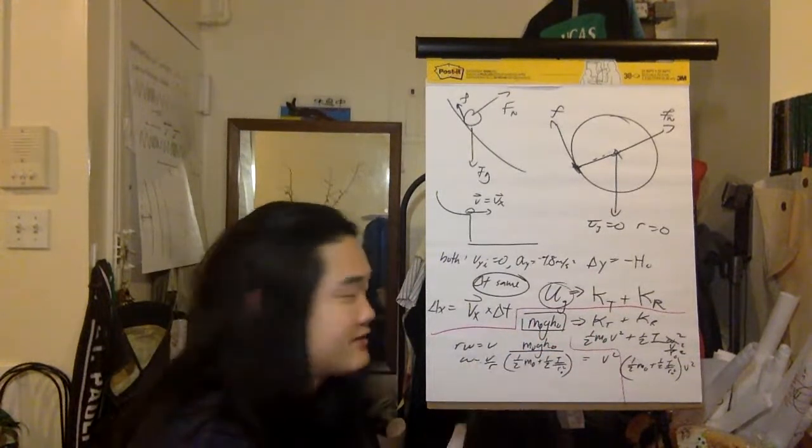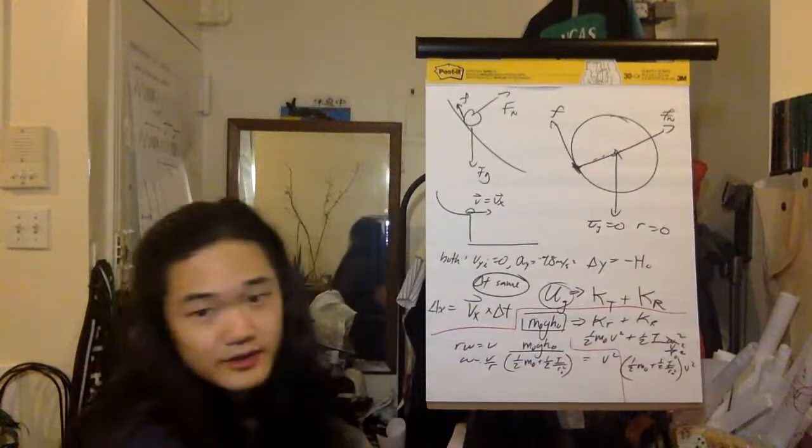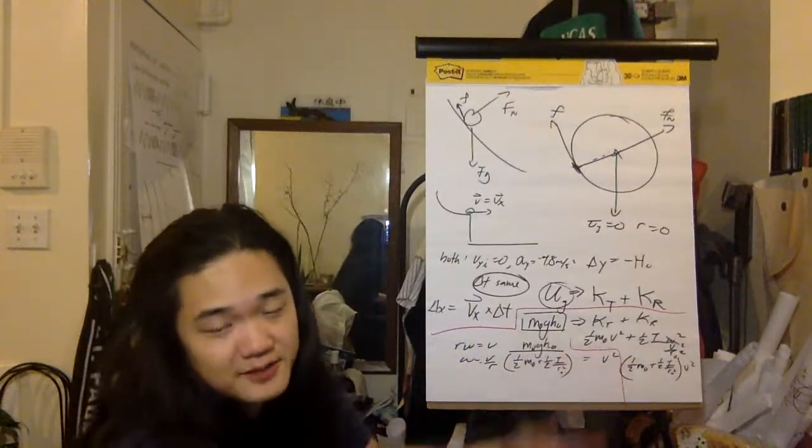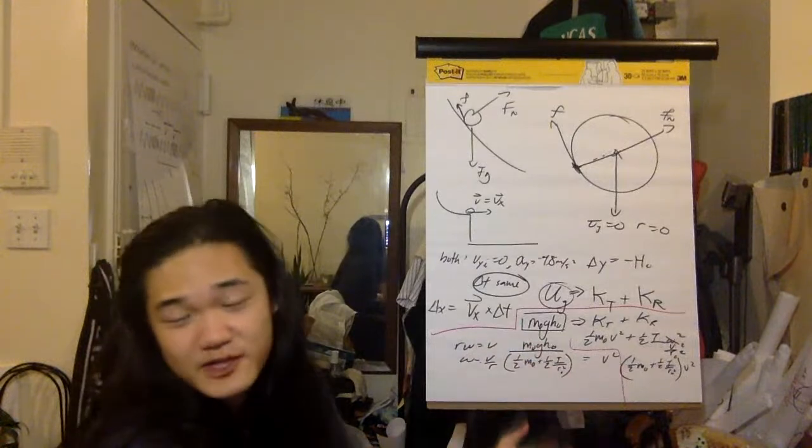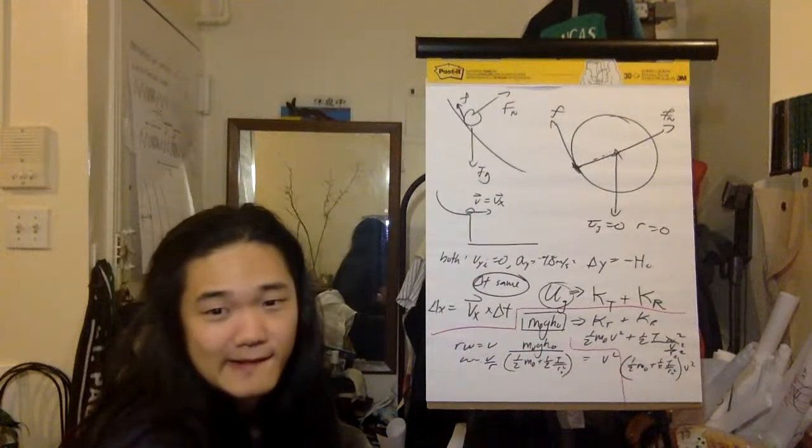Now, if you're unlucky enough to get a v and a v squared there, you can't factor. You've got to solve using quadratics. But because they both had a v squared term, I can factor.